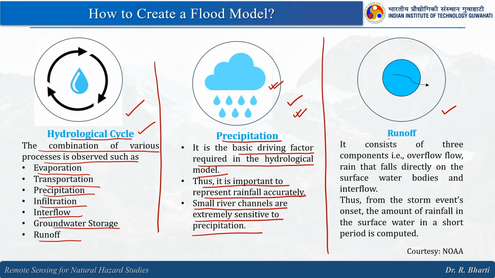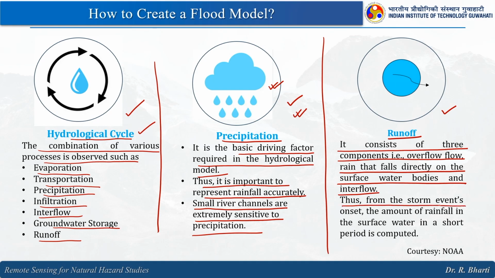Then comes the runoff, how the area is responding to a particular rainfall or how it is responding to a particular inflow, right. It consists of 3 components like overland flow, rain that falls directly on the surface water bodies, and interflow, right.